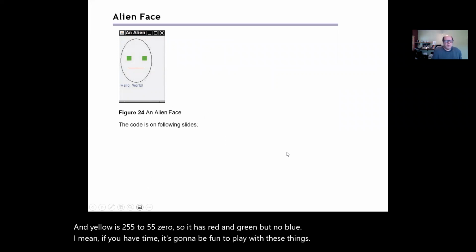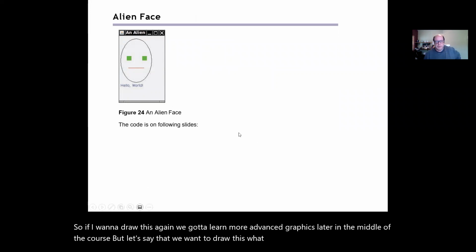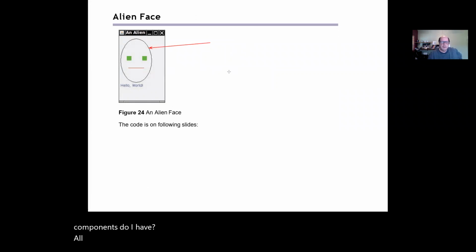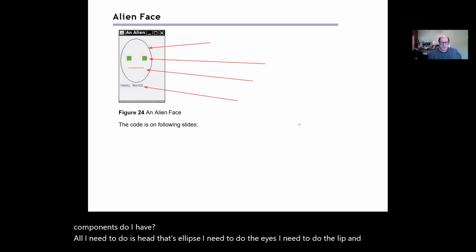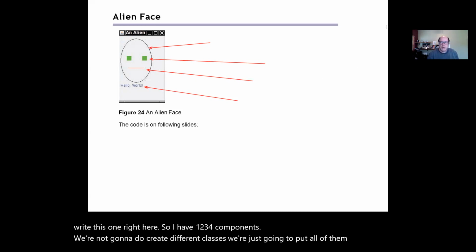Okay, so if I want to draw this, again, we're going to learn more advanced graphics later on in the middle of the course. But let's say that we want to draw this. What components do I have? So we're going to start with the components. So this is my design. I wanted to do this. So what components do I have? Well, I need to do this head, that's an ellipse. I need to do the eyes, I need to do the lip, and I need to write this one right here. So I have 1, 2, 3, 4 components. We are not going to create different classes. We're just going to put all of them in one class for now.